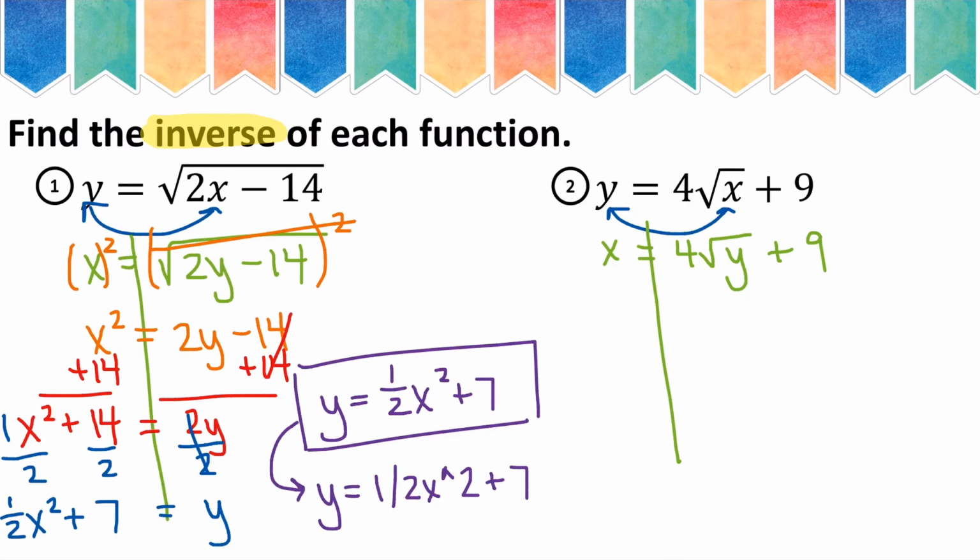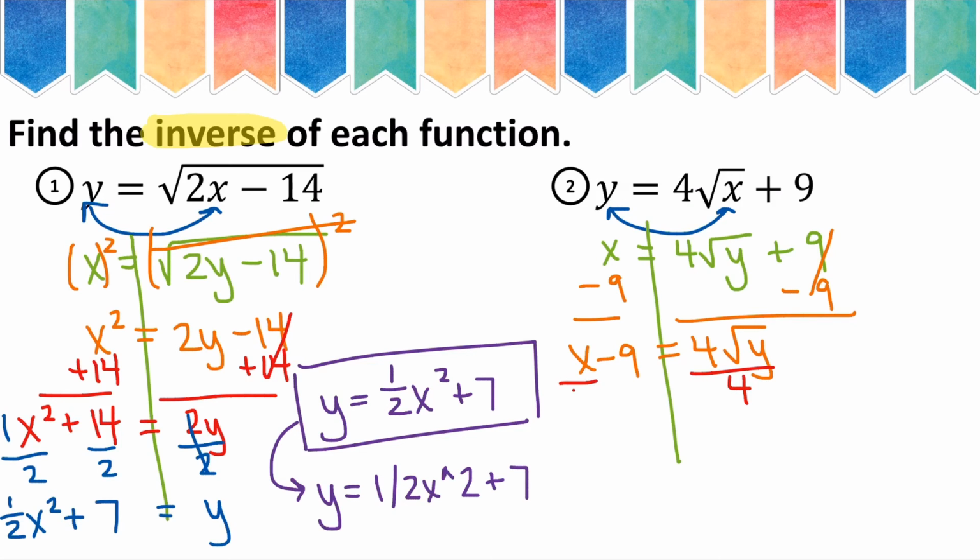And we always begin by what is on the outside of the square root. So I will start by subtracting 9 on both sides. 4 square root of y comes down, and x minus 9 comes down. Now I will divide by 4. So the square root of y will equal 1/4 x minus 9/4.